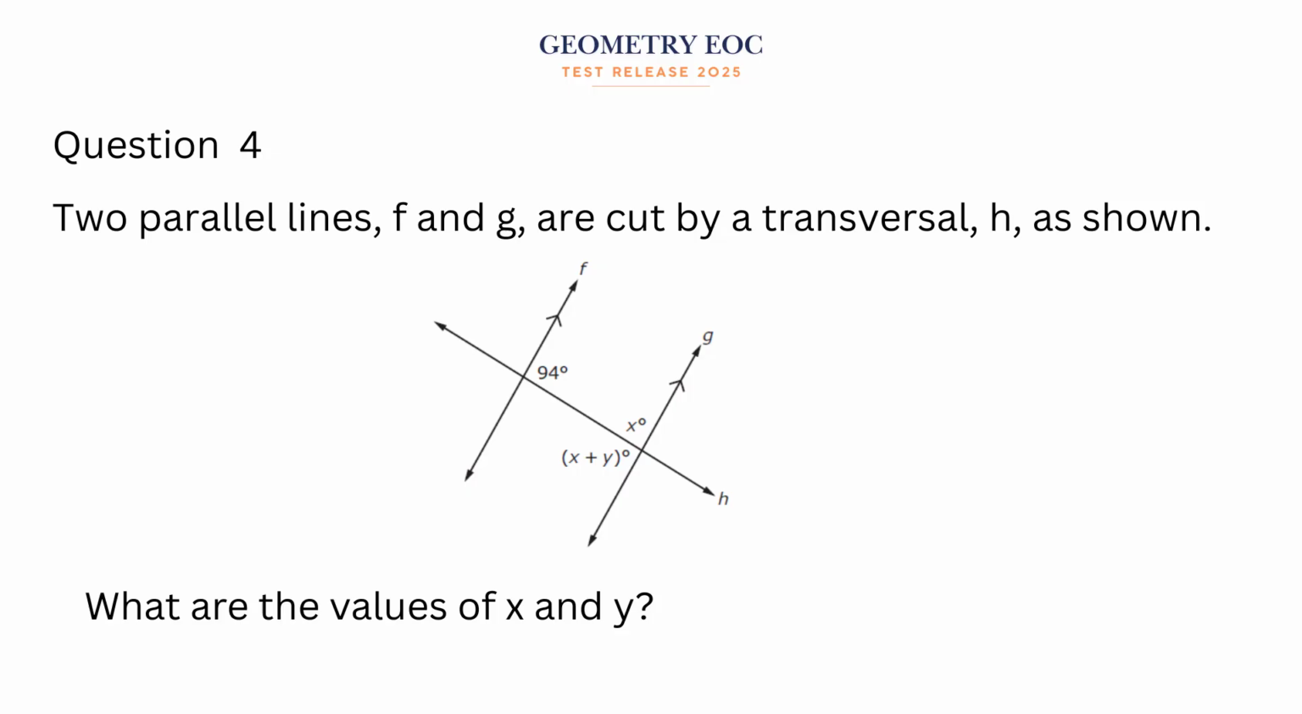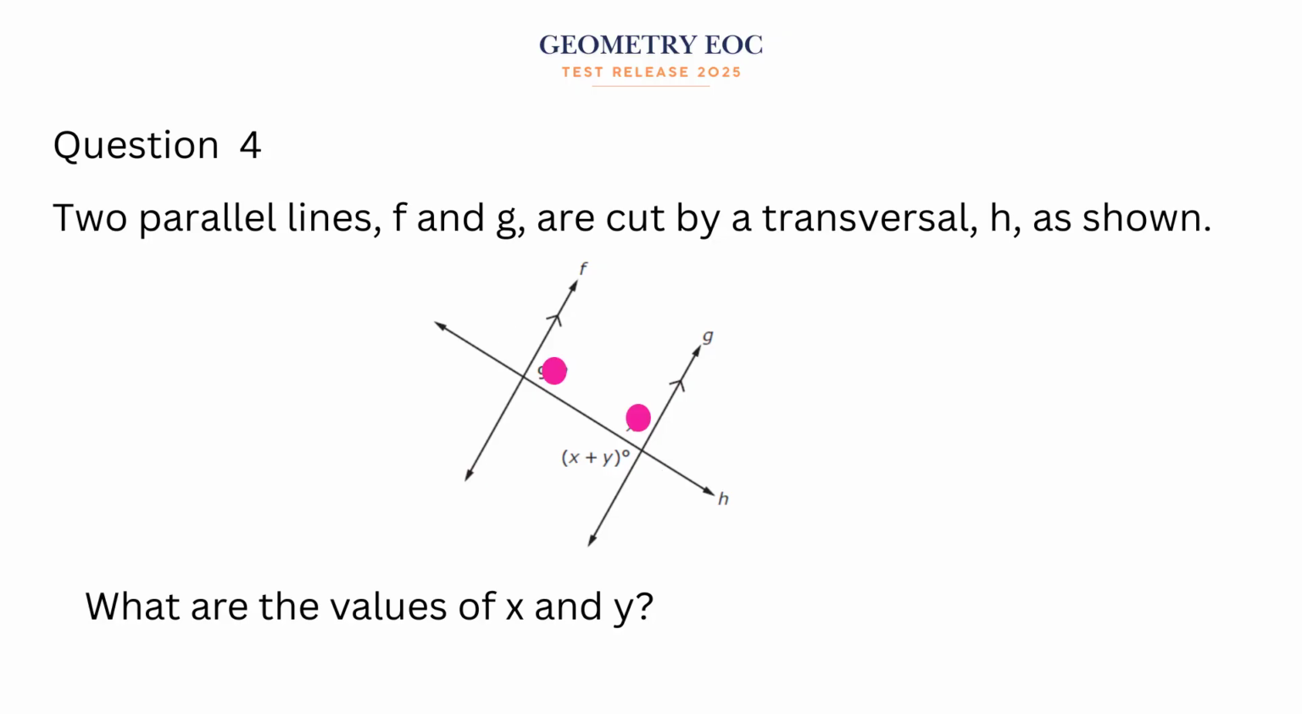All right, let's look at the diagram carefully. We have two parallel lines, F and G, and they are being cut by a transversal line, H. Now remember, when parallel lines are cut by a transversal, special angle relationships are formed. Let me quickly remind you of those relationships. Corresponding angles are congruent. Alternate interior angles are congruent. Alternate exterior angles are congruent.